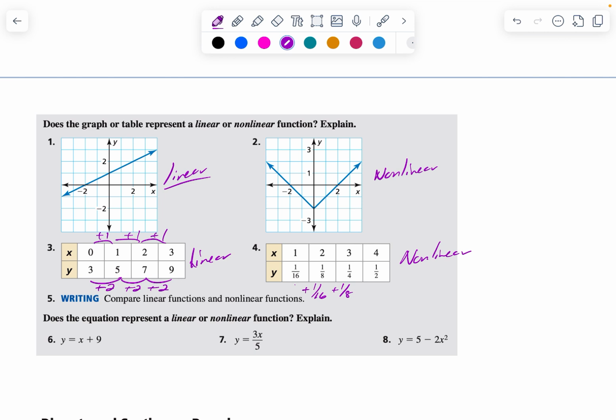We're going to skip number 5. And then number 6, is it a linear function? Sorry, my iPad's ready to die, and I have to plug it in right now. All right, all set. So, not going to do number 5, but this is linear. This is linear. And this is non-linear because of that x squared.